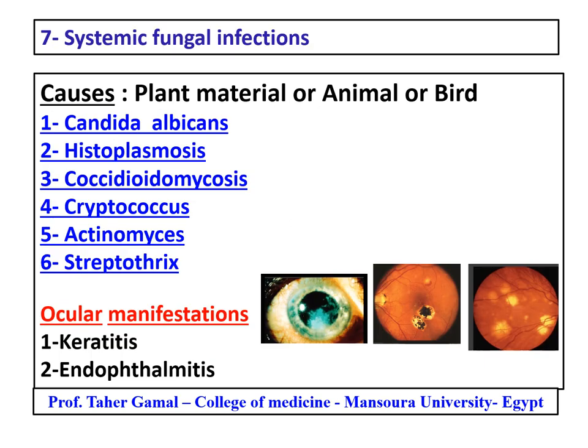Now we shift to the group of fungal infection. Systemic fungal infection is caused by plant material or animals or birds transmitting it to the human being. The different types are Candida albicans, histoplasmosis, coccidioidomycosis, Cryptococcus, actinomyces, and Streptothrix. The ocular manifestations of these fungi are keratitis and endophthalmitis.